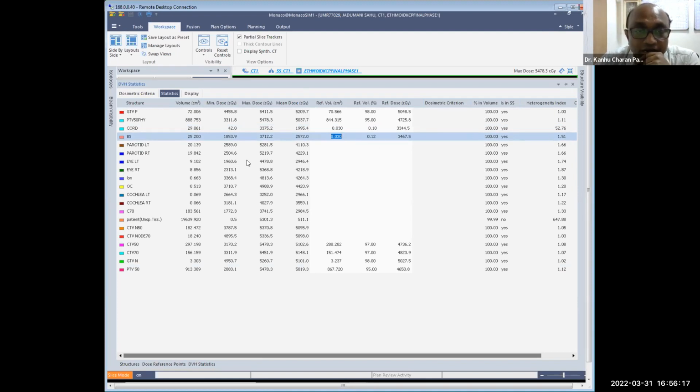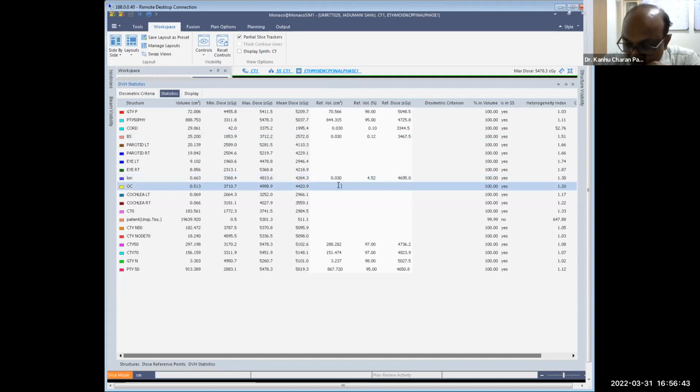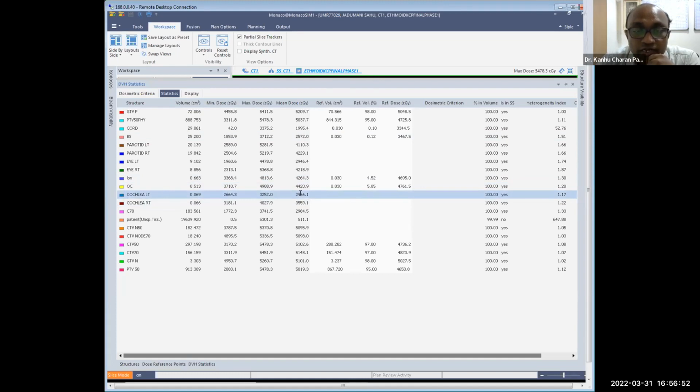You can see here 34.67. Then parotid left and right, you can see the minimum and mean doses here. Because of the adjacent nodes, we are not allowed to decrease the dose to the left parotid. Left eye and right eye, you can see the mean doses and maximum doses. Then the left optic nerve, again we have to see 0.03 cc. And the optic chiasm, again 0.03 cc, so it is 47 gray. And the cochlea, right and left, the mean dose usually should be 44 gray. It is between 29 to 35. This is how you see the coverage index and OAR index.